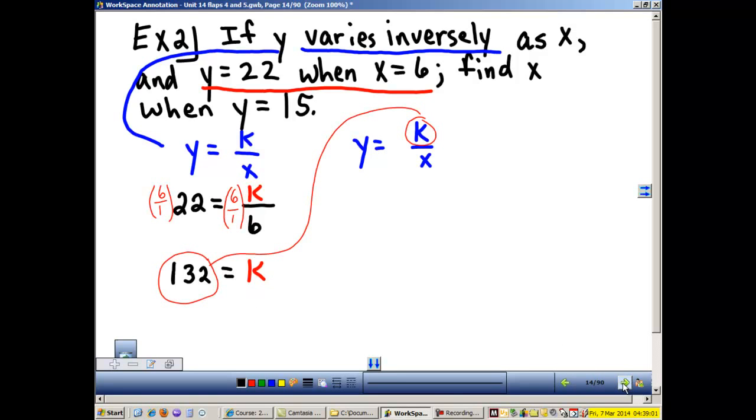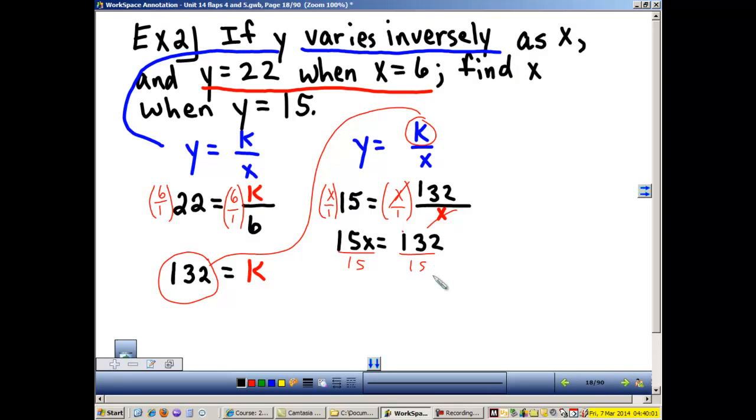Now that I know that the constant of variation is 132, plug it back into k on the other side. Also plug in the value 15 for y, since we know that. But I have x in the denominator, so I'm going to use the same trick I used over here. If this is 1 over x, then I'm going to multiply both sides by x over 1. And this will eliminate my x on the right side. On the left side, I have 15x equals 132. Divide both sides by 15 to get x equals 8.8.